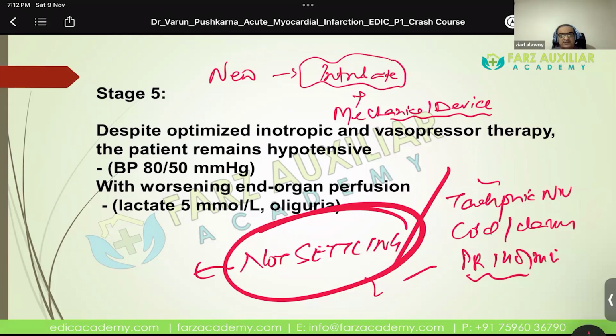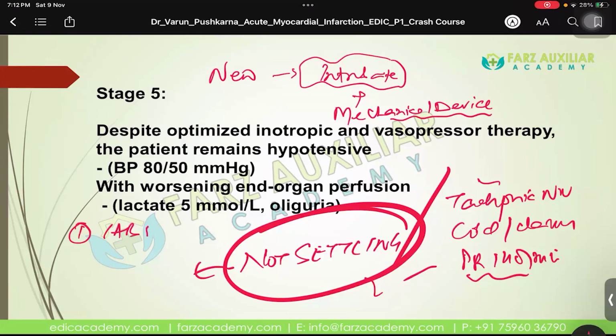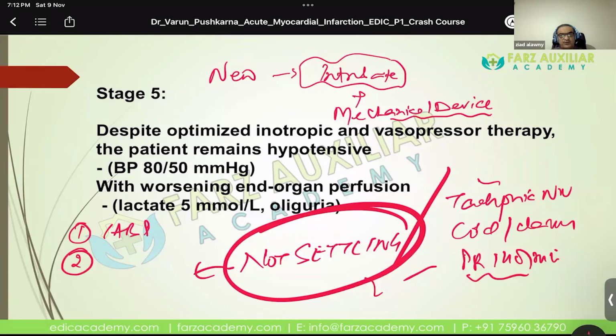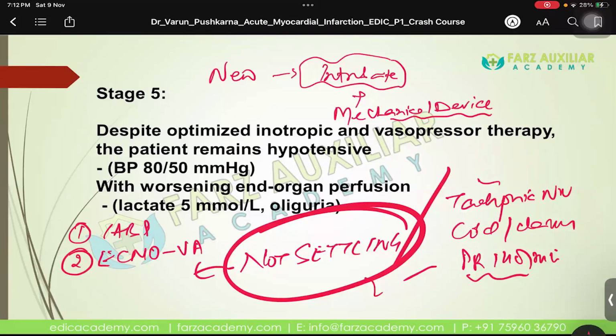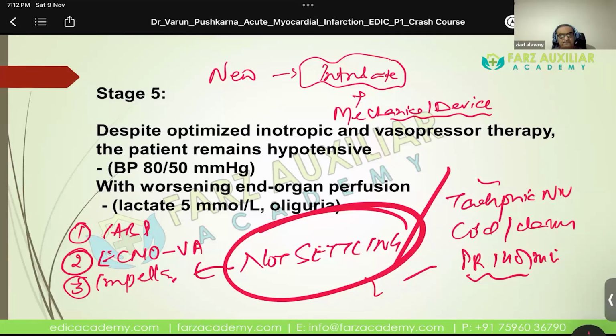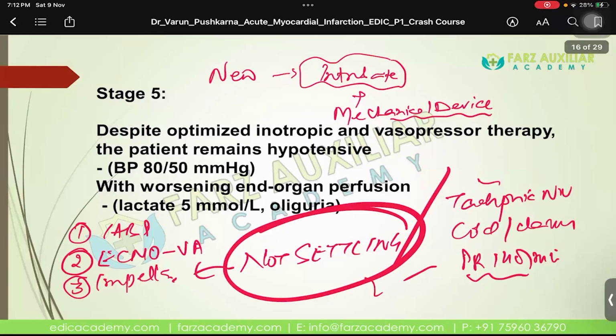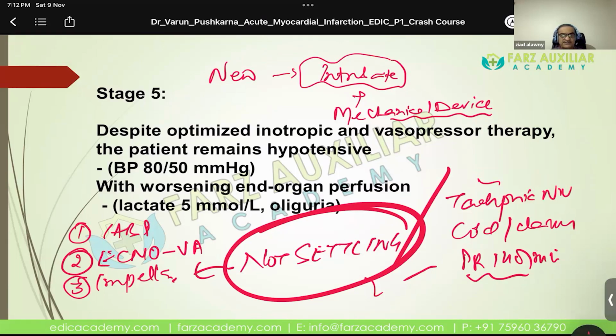We can start with the intra-aortic balloon pump. Okay, so the first option is IABP. Yes, ECMO next. We can use ECMO. What kind of ECMO? VA ECMO. VA ECMO, okay. Anything else? We can use Impella. Okay. And if the patient is oliguric, we will also start the CRRT.